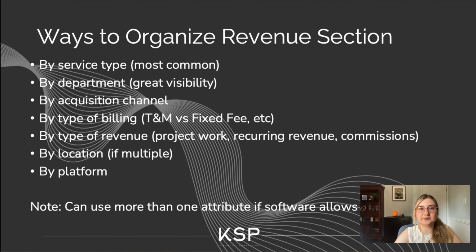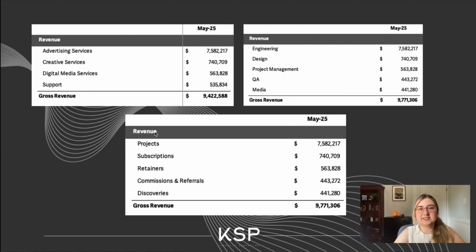Another way to organize your revenue is by the type of revenue. And this can really vary depending on your business and what types of revenue you have and consider tracking. But in this example on the bottom, you can see that the revenue is broken down into projects, subscriptions, retainers, commissions and referrals, discovery projects. So really, this can be anything that you consider a revenue type for your business.